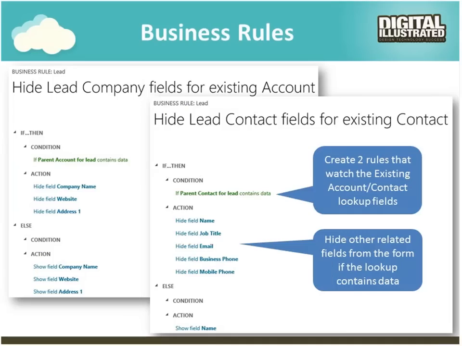The condition here would be, for example, in this version, hide lead contact fields for existing contact. The condition should be that if the parent contact lookup for the lead contains any data, then we should hide all the fields related to the creation of a brand new contact record. And the same goes for the account record. So if there's data in field X, then hide all these fields Y, Z, and so on.